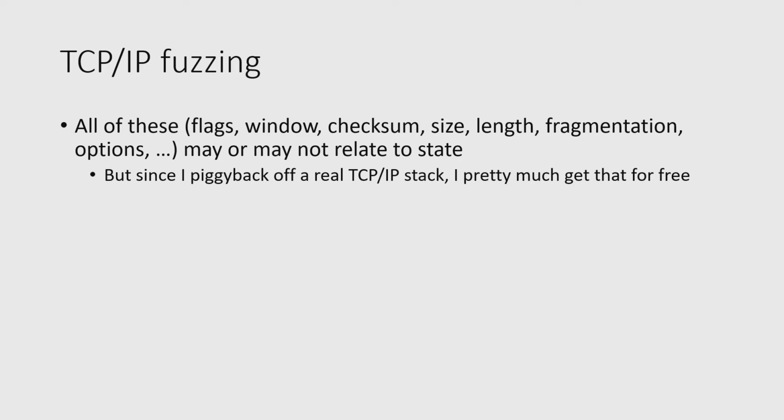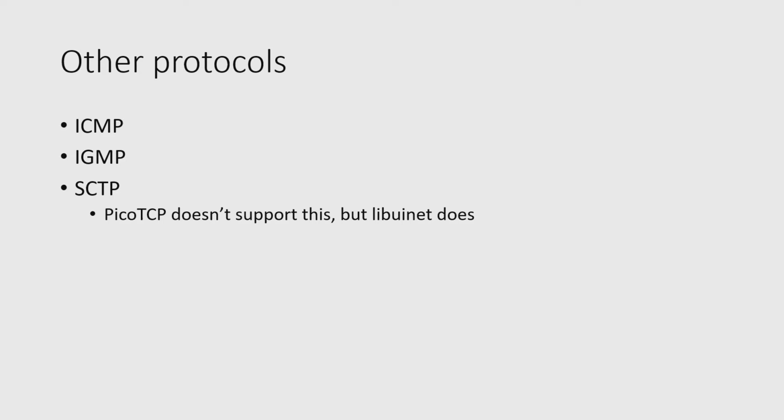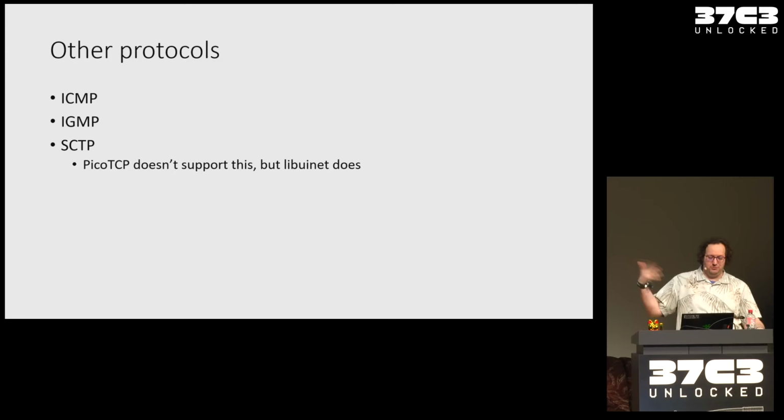All of these may or may not relate to state. I care in the sense that I want to get to state, but I also don't really care, because I already have a userland TCP/IP stack, it does the state for me, so I just piggyback off of that. And then, of course, you can build upon it, right? Okay, well, what about ICMP? What about SCTP? What about IGMP? And so on. For SCTP, the TCP stack doesn't support it. I wanted to use UINET, but I never got that far. Ultimately, I want to get there, but I'm not even close.